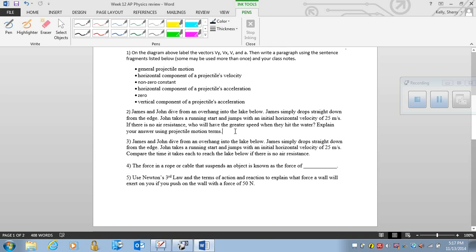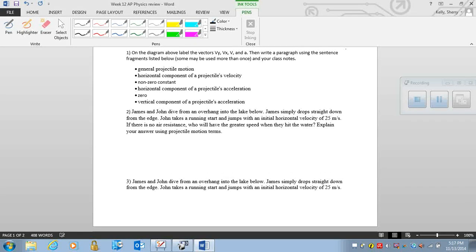Next problem talks about 2 guys, James and John, diving from an overhang into some water. James just drops straight down, while John does a running dive and dives off horizontally and then hits the water. The question is, assuming no air resistance, which will have the greater speed when they hit the water?